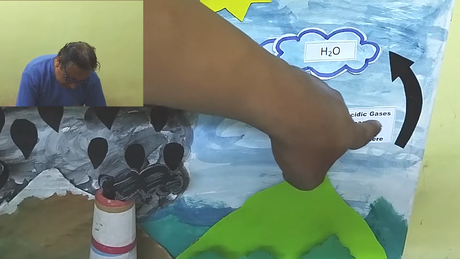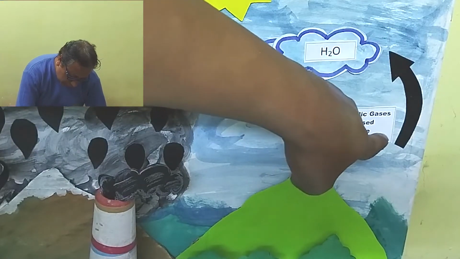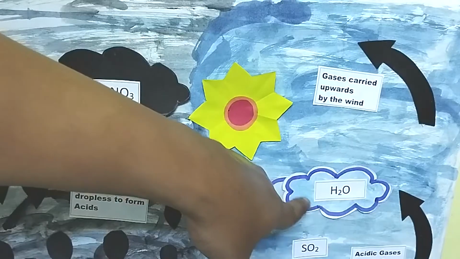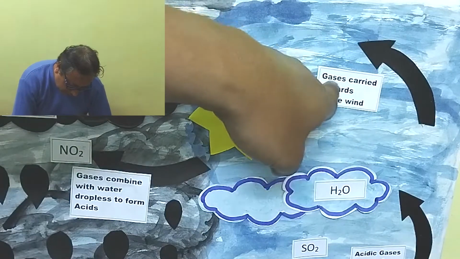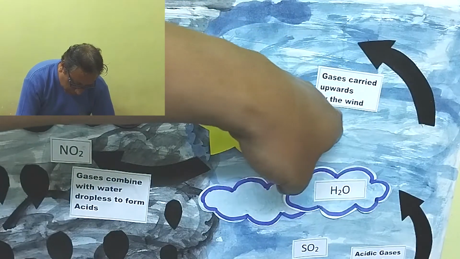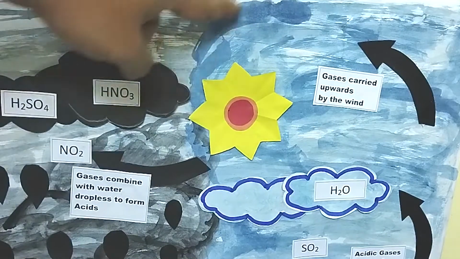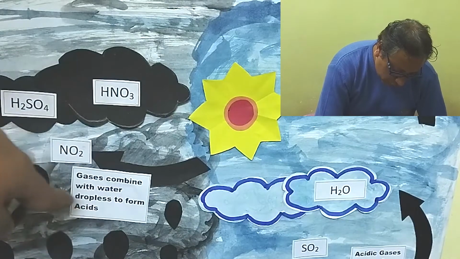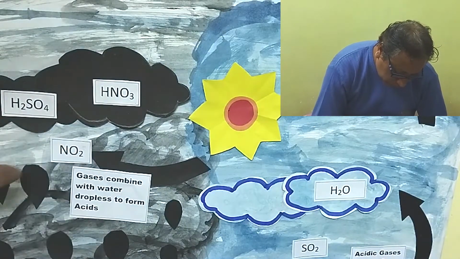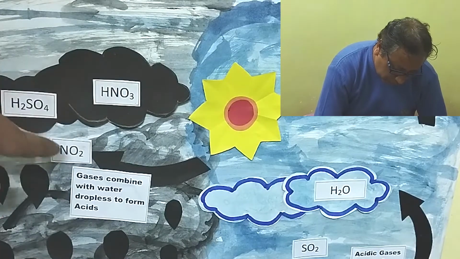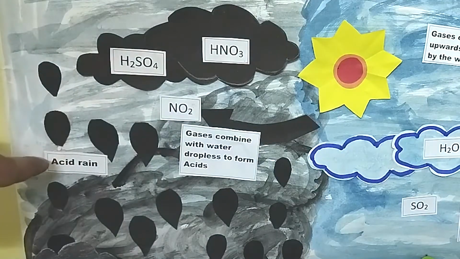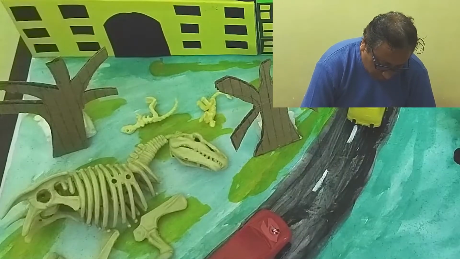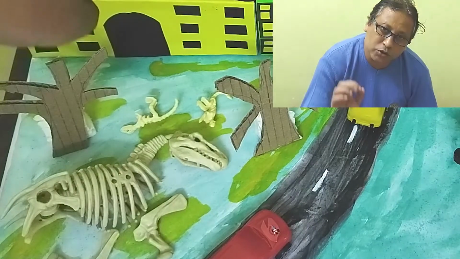Acidic gases are released into the atmosphere. Gases are carried upwards by the wind. Gases combine with water droplets to form acids. Acid rain destroys plants and pollutes water sources and soil.